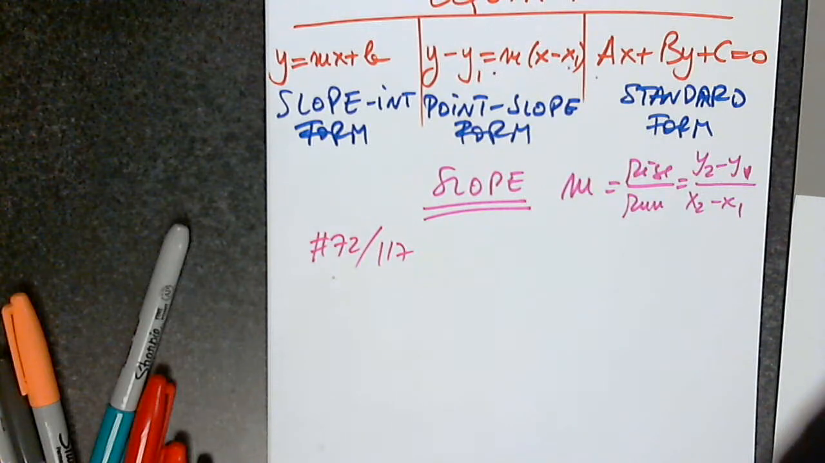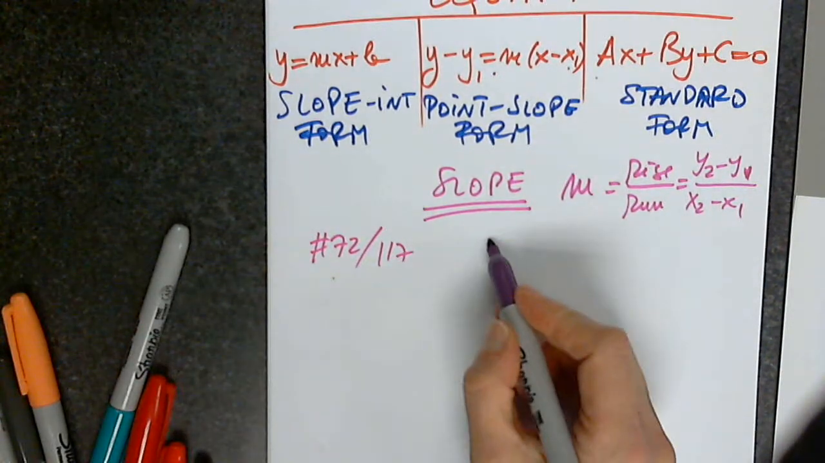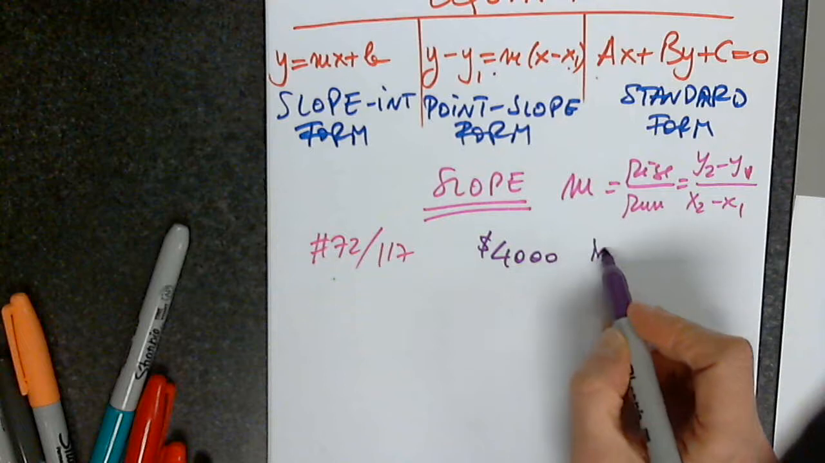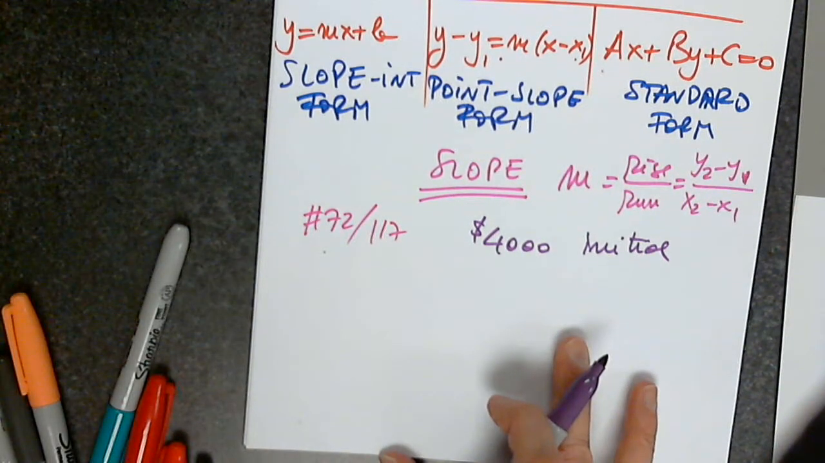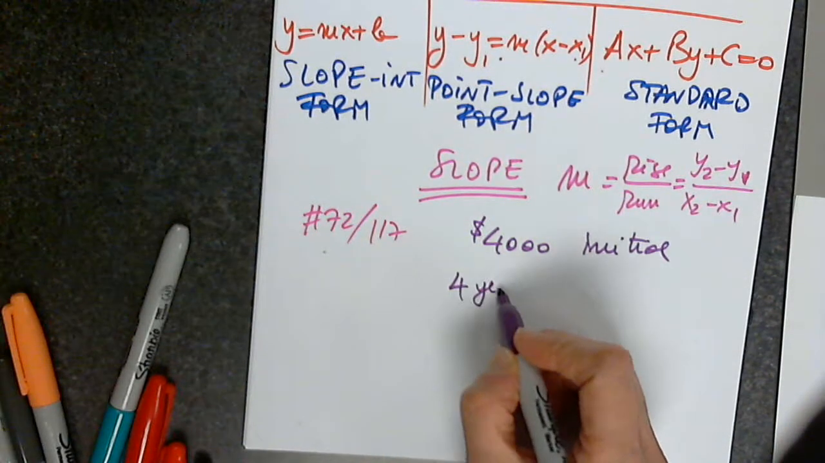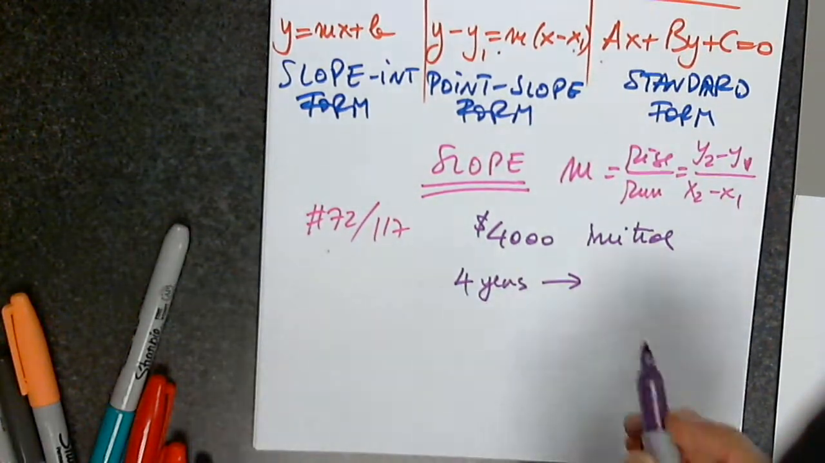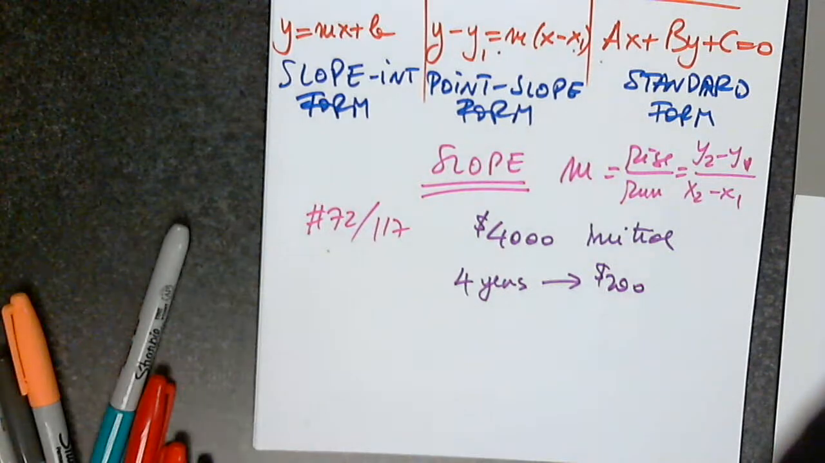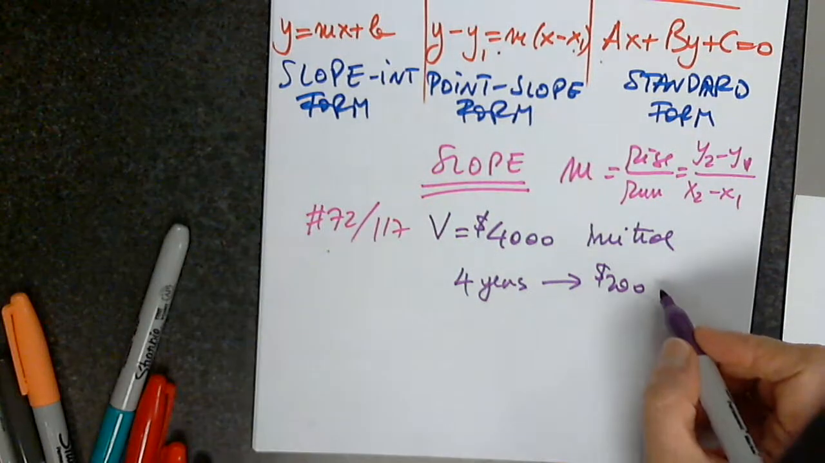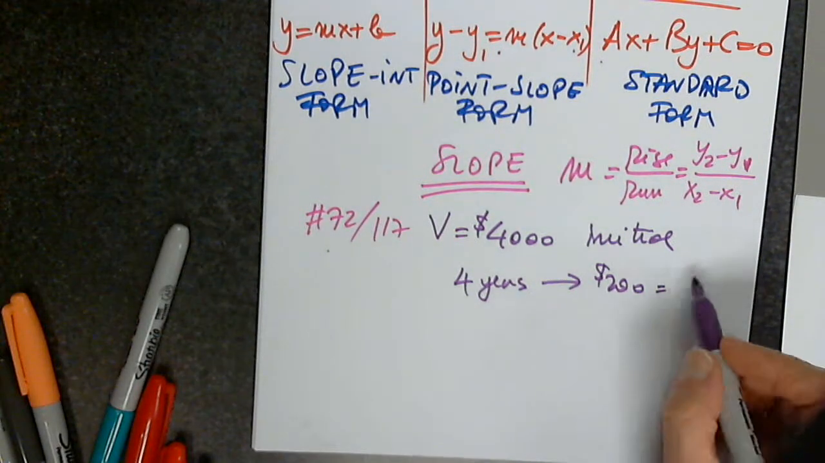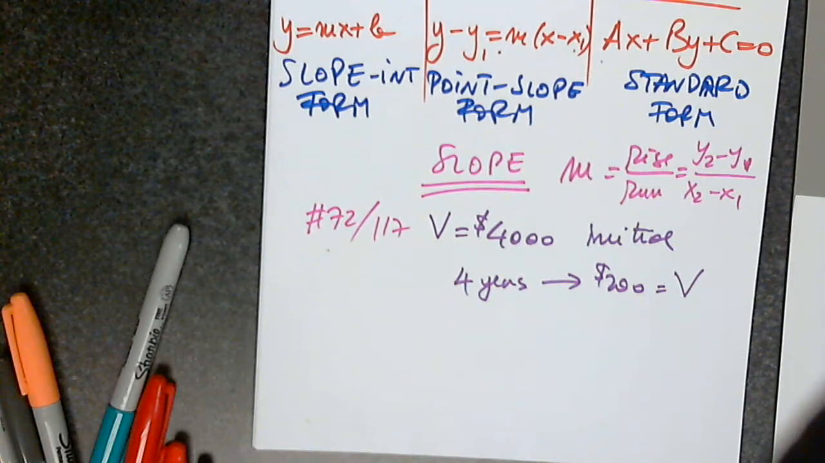For $4,000. After 4 years, the value of the computer is $200. First question. We are told that v is the value. So this is the initial value, and this is the value later, but also value, and the time t.